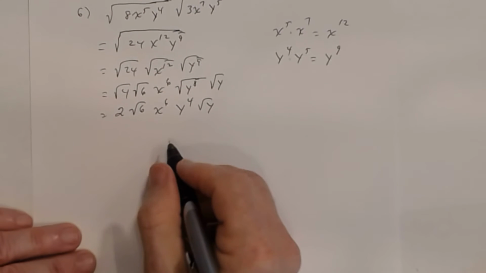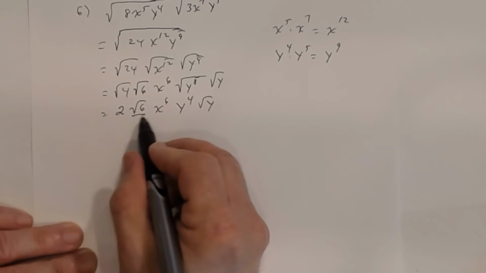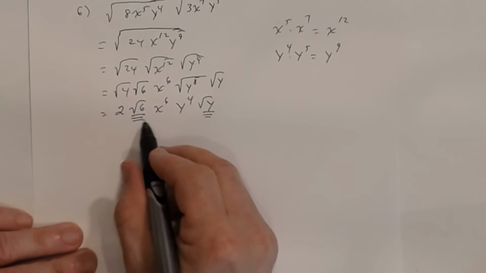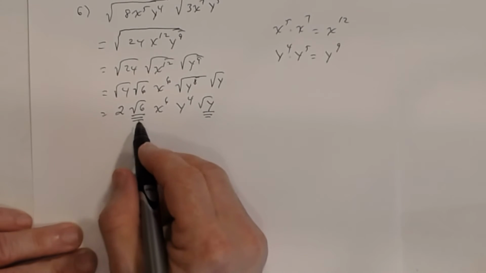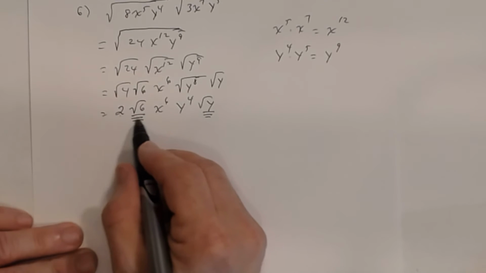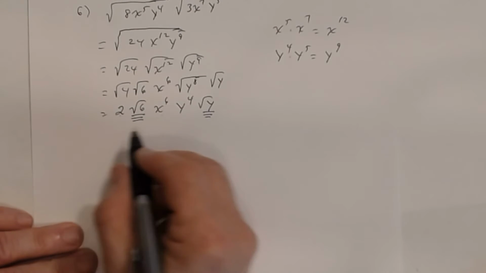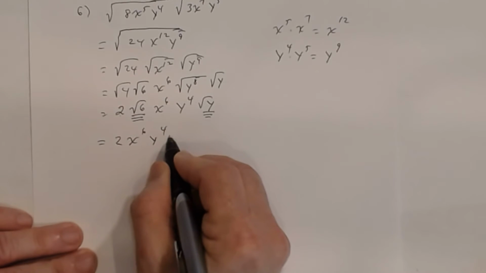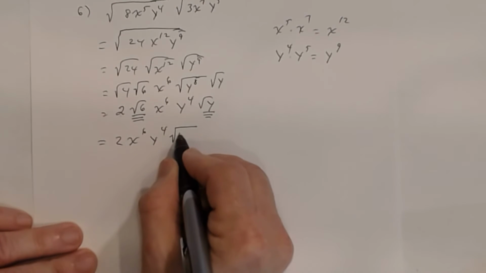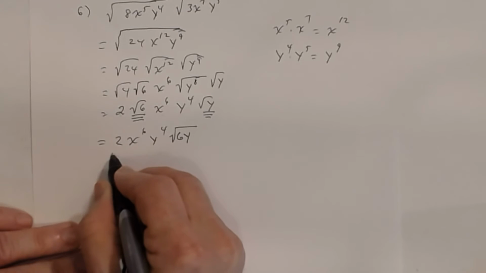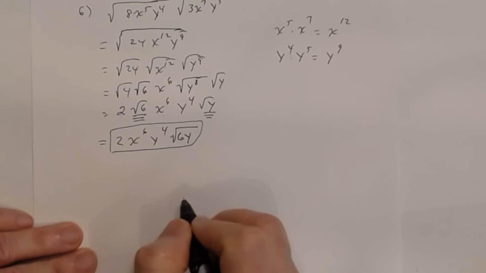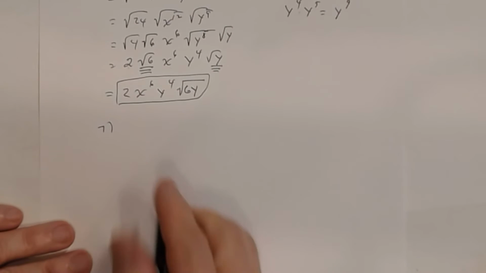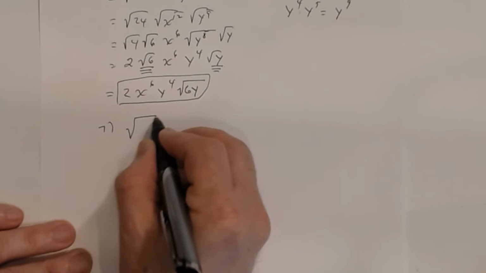Now let's write this in a better way, because I know that I can rewrite these two as one square root. And so I'm going to have 2 x to the 6th, y to the 4th in front. So 2 x to the 6th, y to the 4th, and then times the square root of 6y. And so that's the answer there. Okay? All right, let's go to number 7. So it's not that bad. It's not that difficult at all.